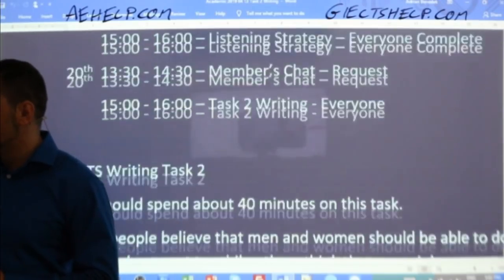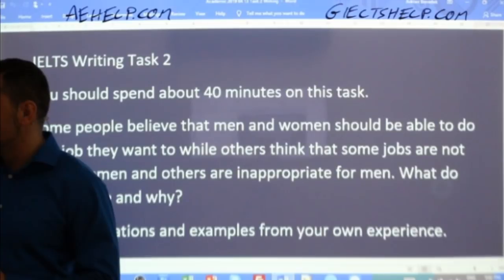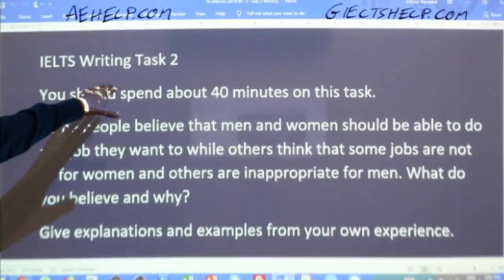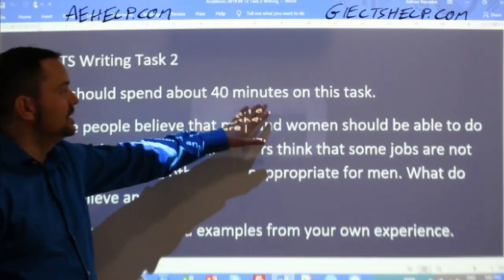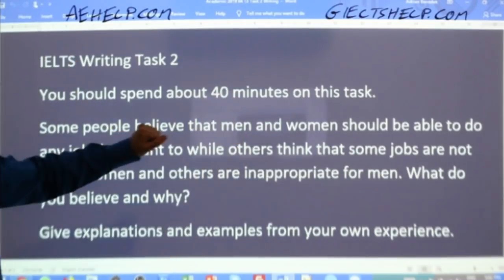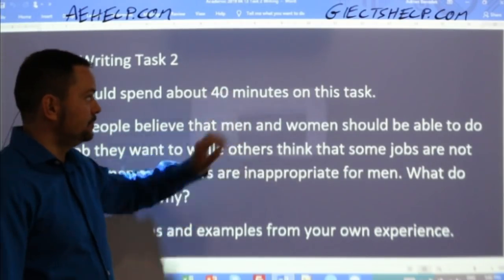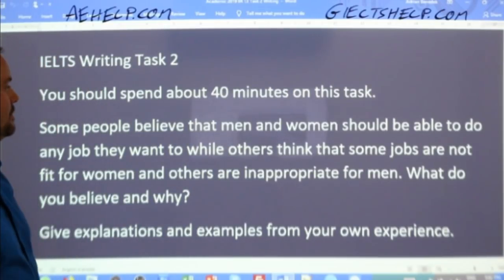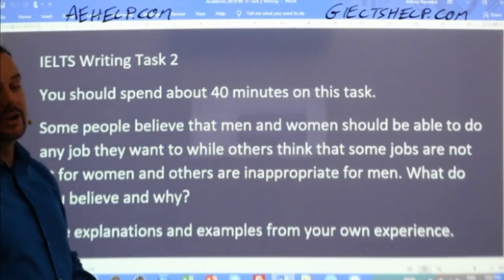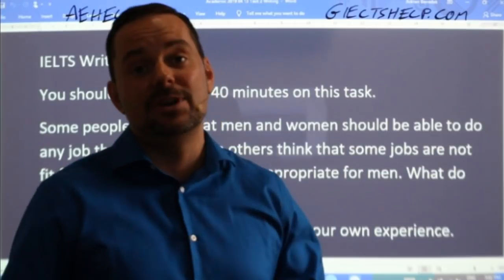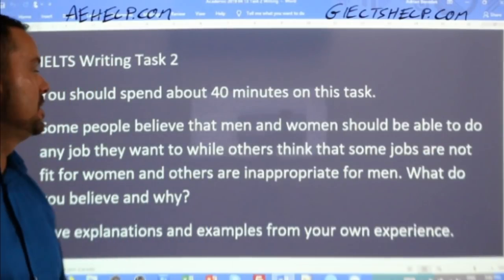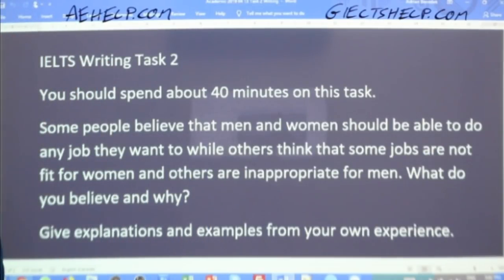All right. So here is what we are looking at today. Let's get right into it. IELTS writing task 2. You should spend about 40 minutes on this task. Practice that timing at home, okay? Set your alarm clock or your stopwatch to 40 minutes and see how you do within that time. If you can write a fantastic essay in 2 hours, that's great. But you don't have 2 hours on the IELTS, so that won't work, okay? You have 40 minutes, so see what you can do within that time.